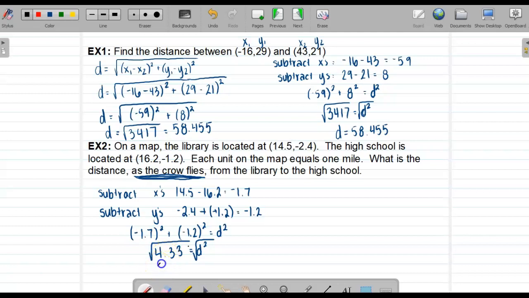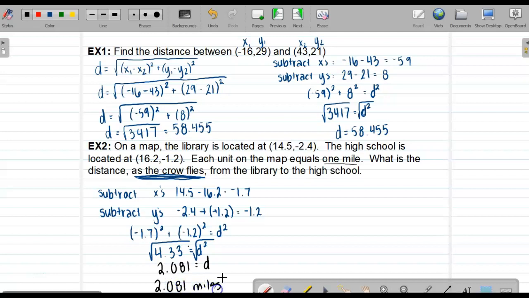And so that gave me 2.081 for my answer. It told us that each unit equals 1 mile, so in this case we would have 2.081 miles. And I was just making up a situation here. That's not actually our high school to our library, of course.